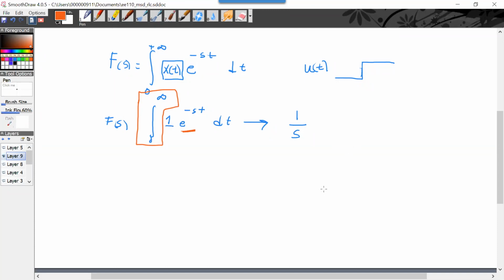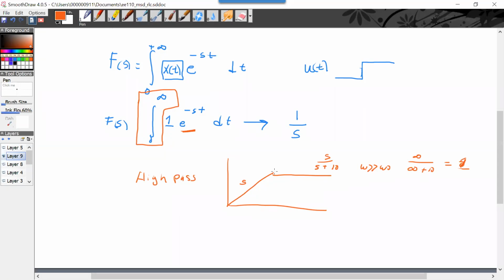Showing the derivative is really beyond today, and to make sure I didn't screw it up, I'd have to go look it up myself. But intuitively, let's take a high pass filter. When we're in this regime, it's really s, and then over here we have s plus some number. But omega is much, much bigger than 10, so we really have infinity over infinity, which equals 1 or 0 dB, right?